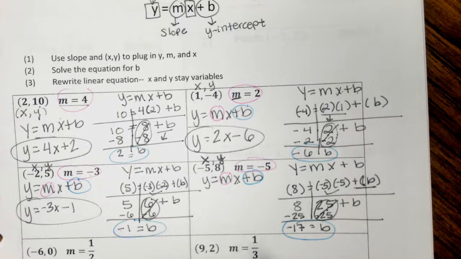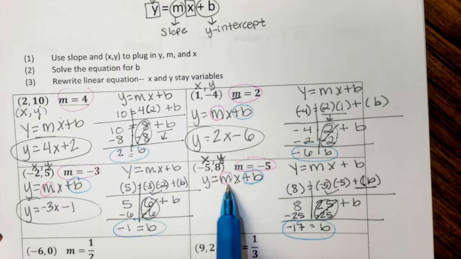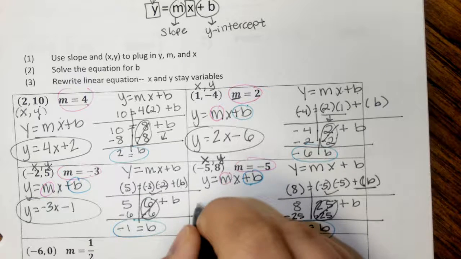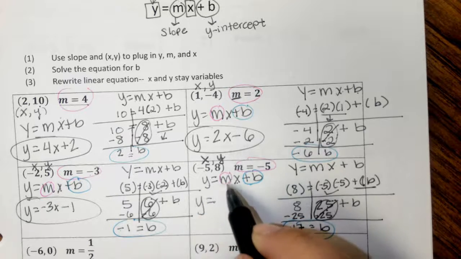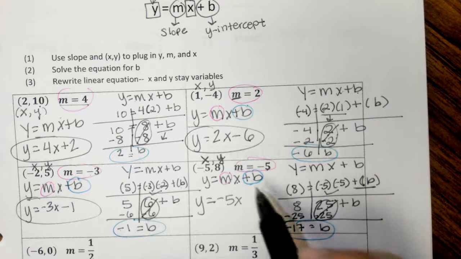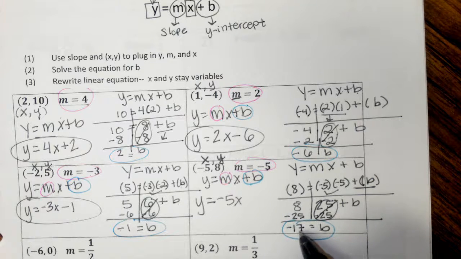We know that b is -17, and we know that m is -5. Therefore, we can write the linear equation in slope-intercept form. So we have y equals, instead of m, we'll write -5, x, and then instead of plus b, we write -17.